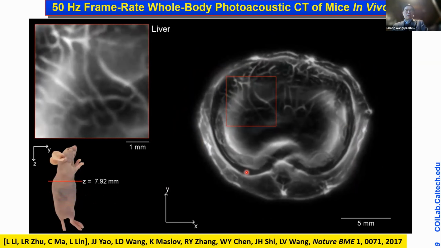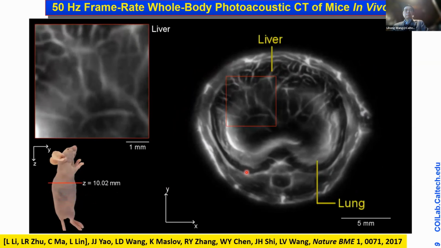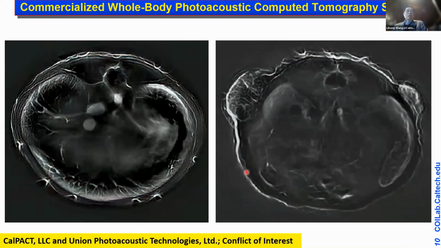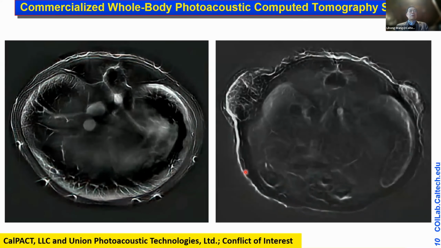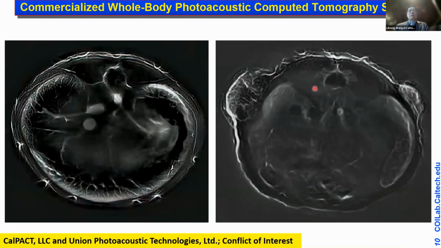And there are many applications we can think of. And the technology has been licensed to a couple of companies. They actually acquired images even better than our lab.